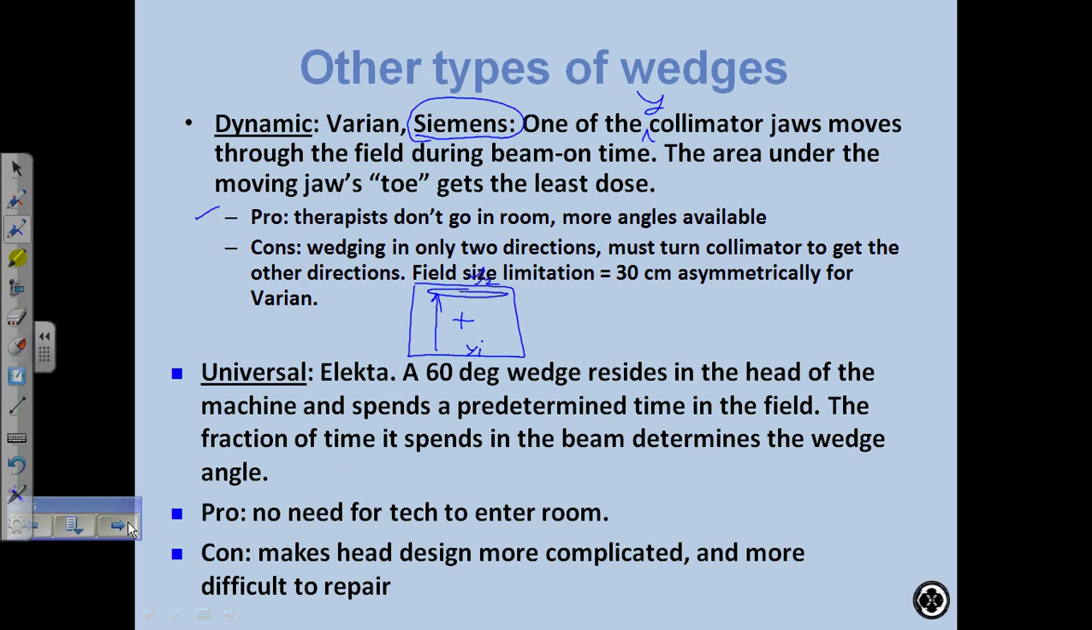What about right and left? We can't do right and left. We have to rotate the collimator. Okay. Right. Two directions. Okay. Field size limitation.